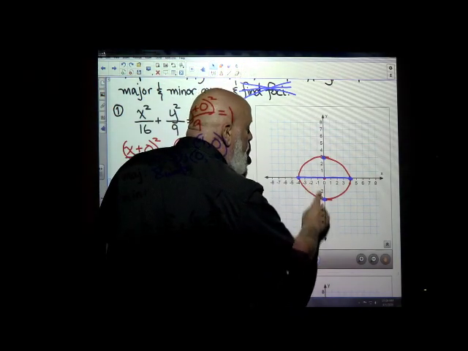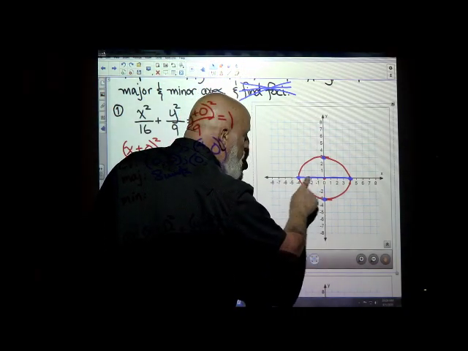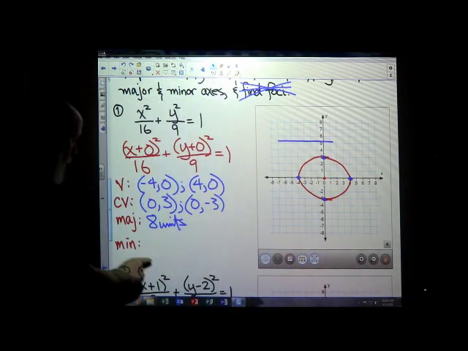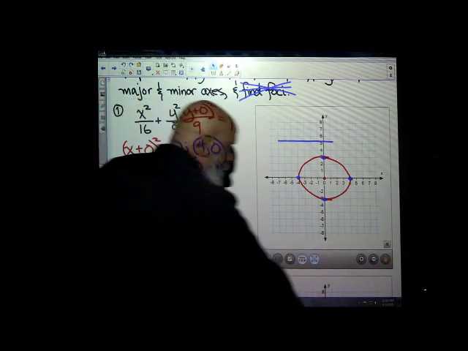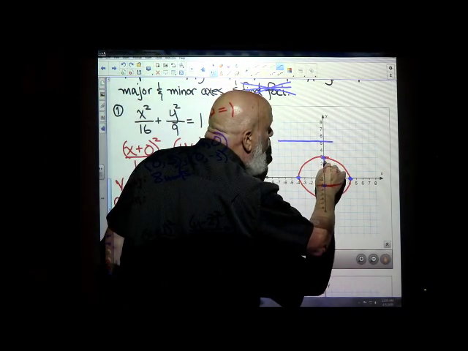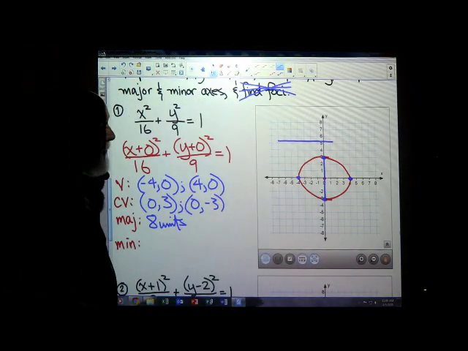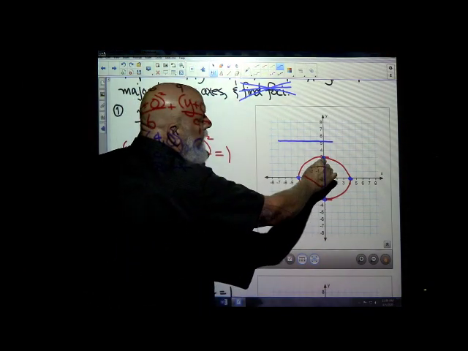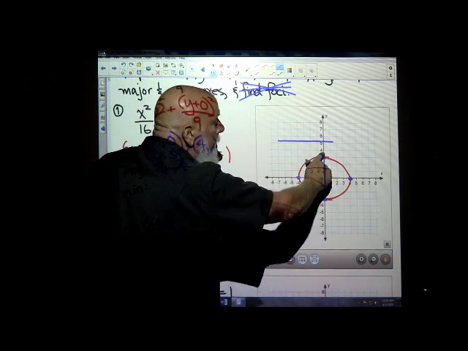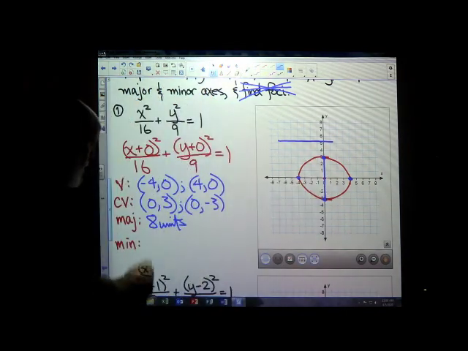And we want to find the length of the minor axis. Let's see if I can move that. Yay! Length of the minor axis will be the length of the line segment that cuts the ellipse in half the short way. And if from here to here is 3 and from here to here is 3, then the length of the minor axis is 6 units.